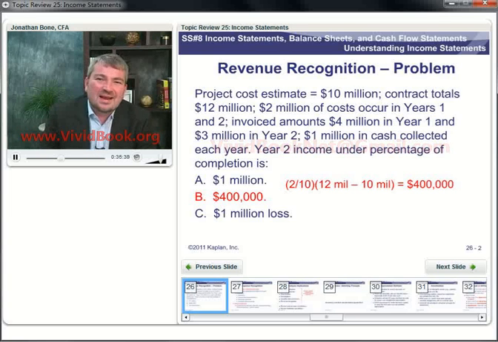Notice they've done a little bit of a cheaty shortcut calculation here. Because the reliable estimate of total cost was constant from year to year, we could have just done cost incurred in the year over total cost times profit, essentially 12 million, the contracted selling price, minus 10 million, the reliable estimate of total costs.